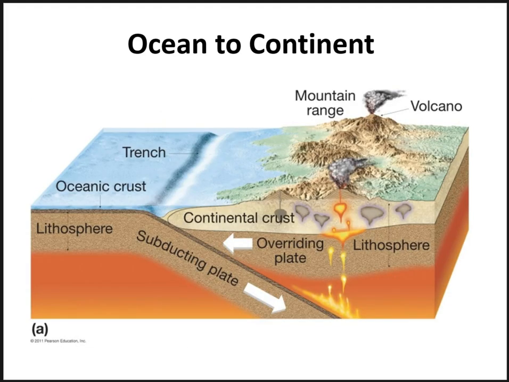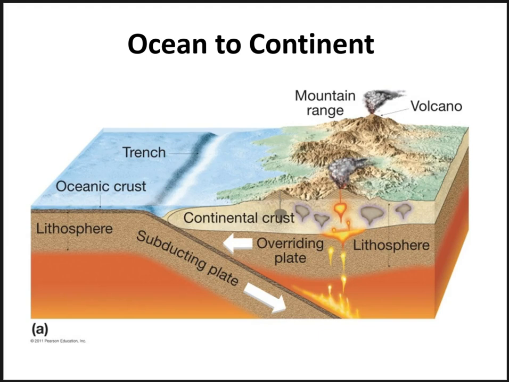Here's a diagram from your text on what ocean to continent convergence looks like. Earth's convection cells are going to take the oceanic crust on the left, and they're going to cause the continental crust on the right to collide with one another. Because of the difference in crust density, the oceanic crust is going to move underneath the continental crust. The oceanic crust is more dense than the continental crust. Where the oceanic crust moves under the continental crust, this is what is referred to as subduction.